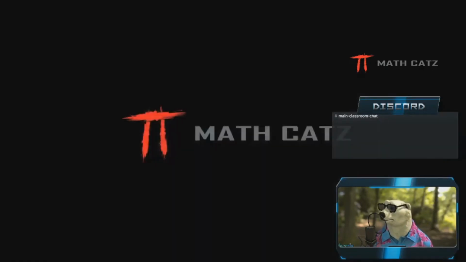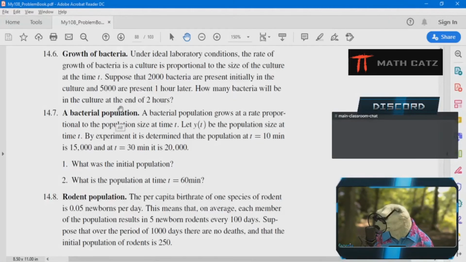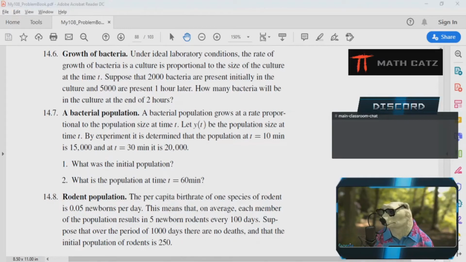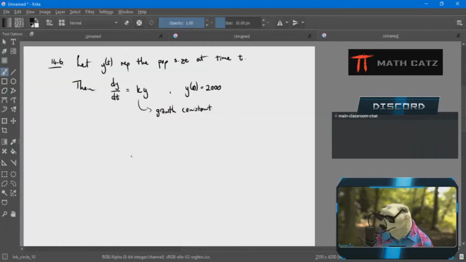Before I can even worry about their questions about 5,000 are present an hour later, how many bacteria will be in the culture at the end of 2 hours, I have no idea. I would need the function to answer any of those questions. So the first part is always going to be, how do I solve the differential equation to get my function, or at least show how that is done, to then continue with the rest of the question. And the nice thing is that that's always the same.